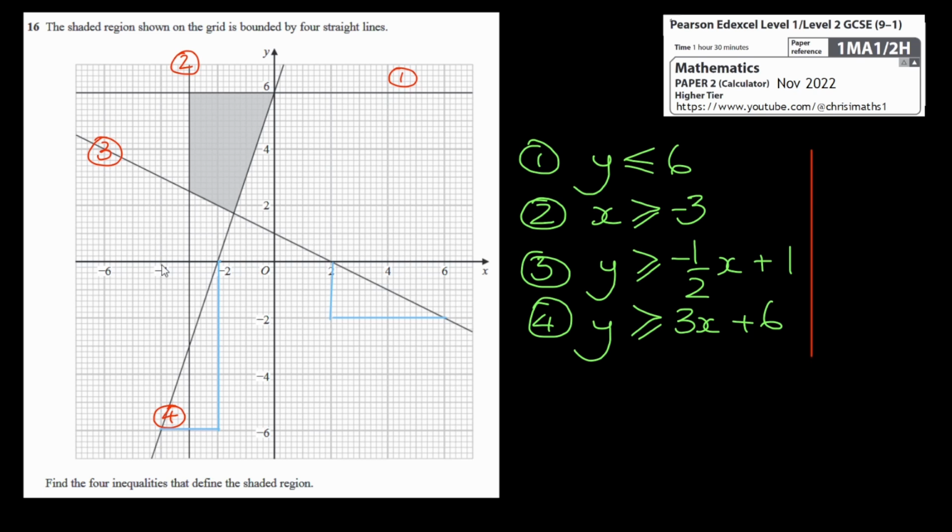And if you join all those 4 inequalities together, you will get the shaded area. And that's your answer.